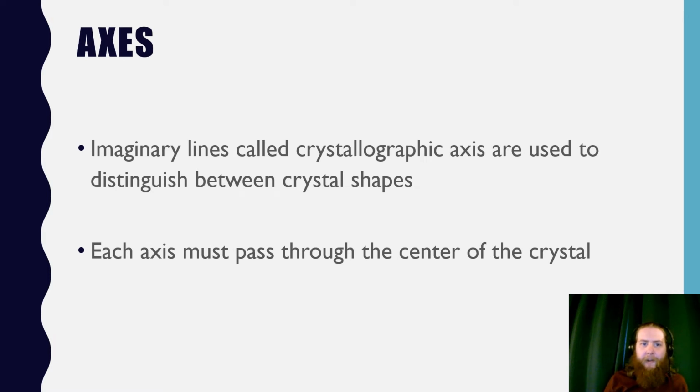On each mineral, we're going to have an axis, which are these imaginary lines that run through crystal shapes. These crystallographic axes are used to distinguish between our different crystal shapes, and each of these axes must pass through the center of a crystal. Not going to be offset. It has to go right through the middle and kind of split it in half.